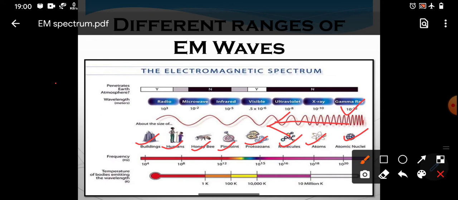With the arrows I can show that here you can see 10 to the power 20 and here you can see 10 to the power 4. And this one over here is showing the temperature. As we go from here to here, the temperature keeps on rising.